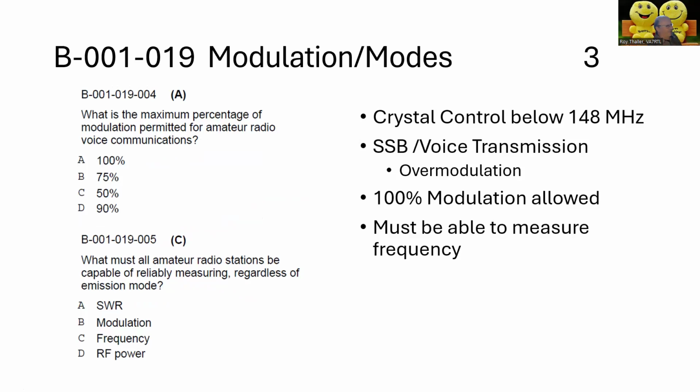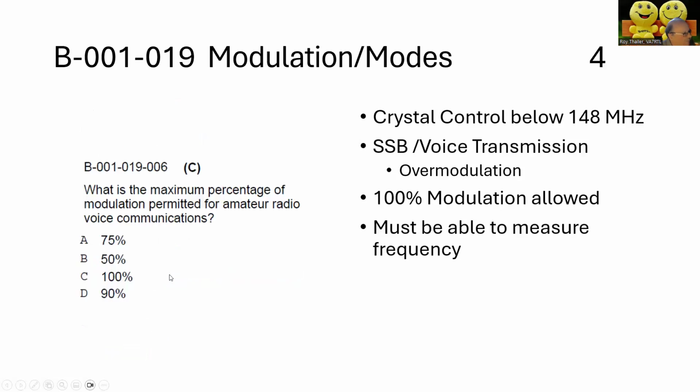So what is the maximum percentage of modulation permitted for amateur radio operator voice communications? So here you're allowed 100% modulation for voice. What must all amateur radio stations be capable of reliably measuring regardless of emission mode? So the most important one of all of these things is C, which is frequency. What is the maximum percentage modulation permitted for amateur radio voice communication? So again, they ask the same question. So it's C, 100%.